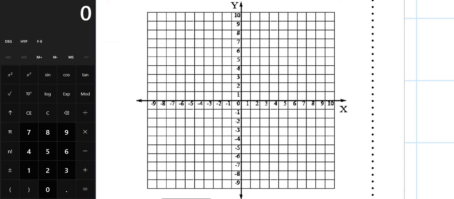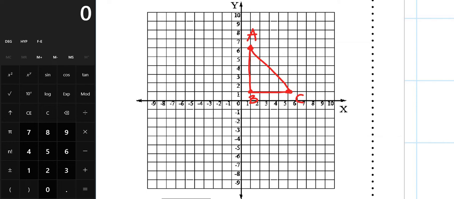So I'm going to put a point at 1, 6, at 1, 1, and then at 6, 1. Actually, let's do it a little shorter. Let's do it at 5, 1. I'm going to label this A, B, and C.